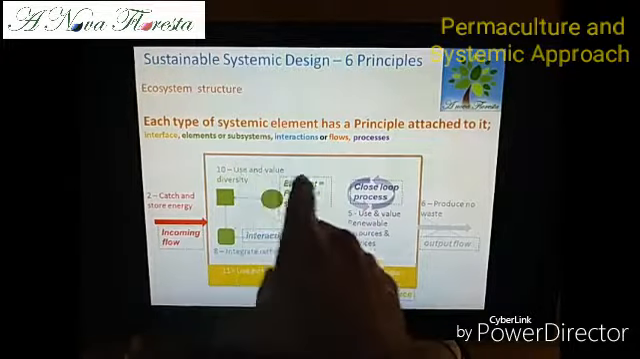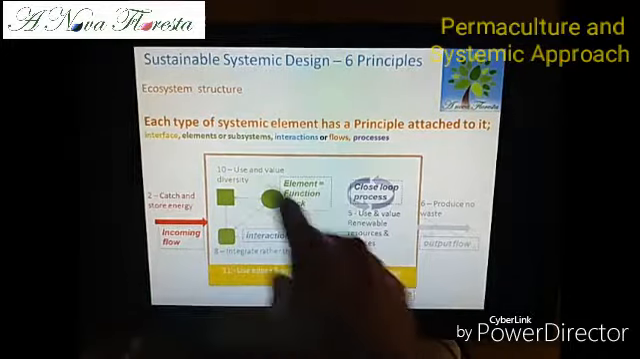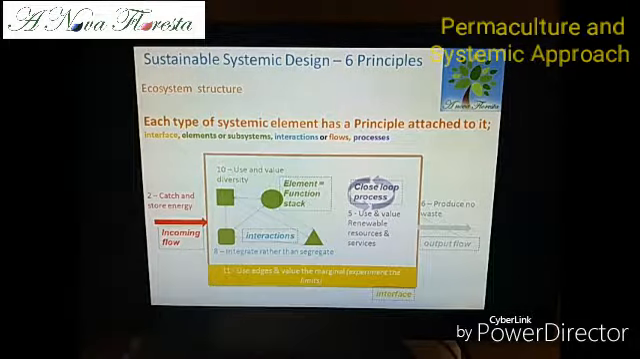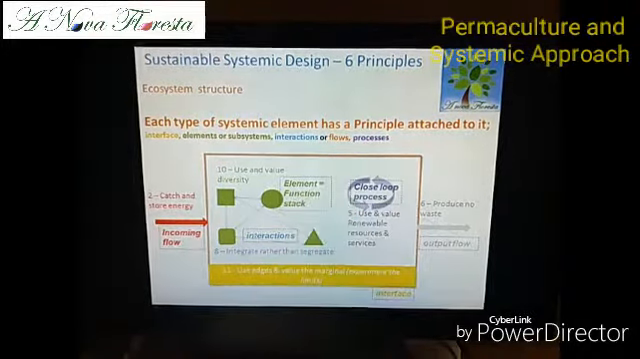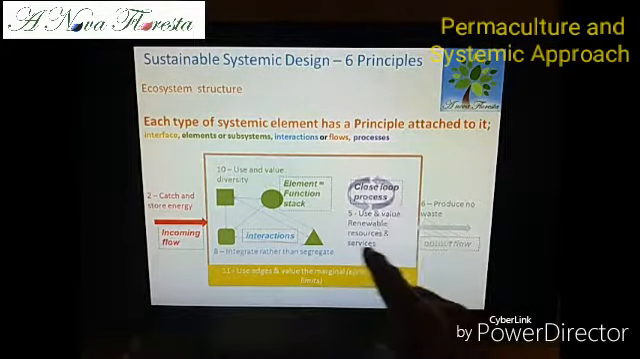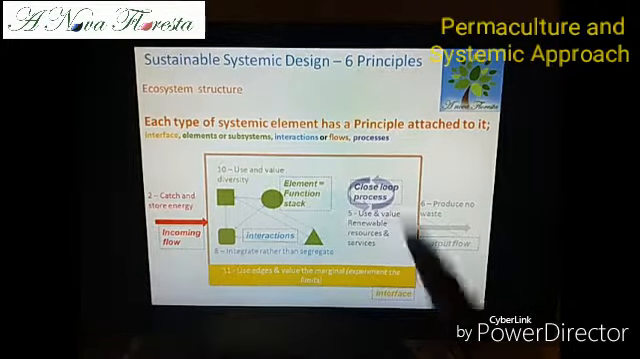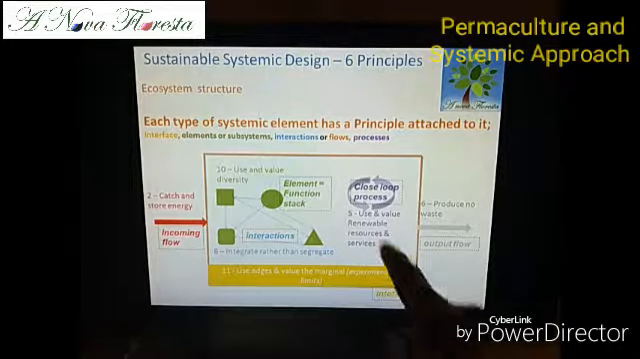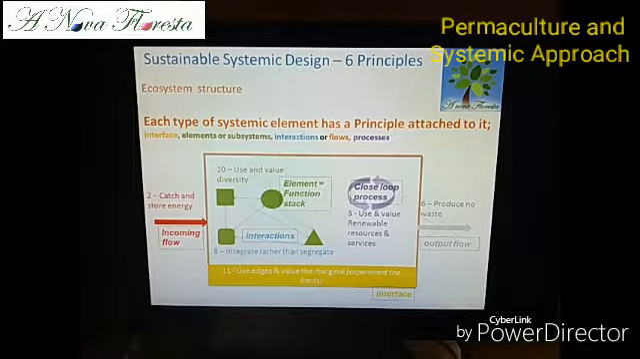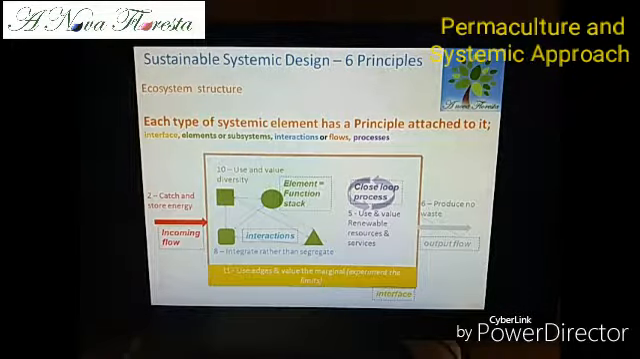We have this principle which is use and value diversity, so we can see that all these subsystems have beneficial interaction and they can interact with each other. And here we have use and value renewable resources and services. So we come to this idea of renewable energy and resources and the notion of closed loop, which is a very important concept in natural ecosystems.